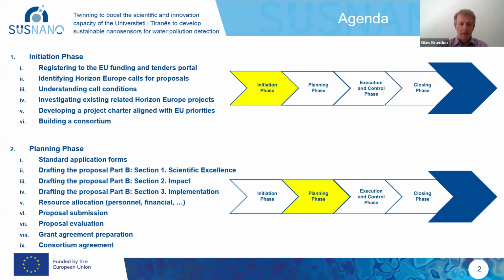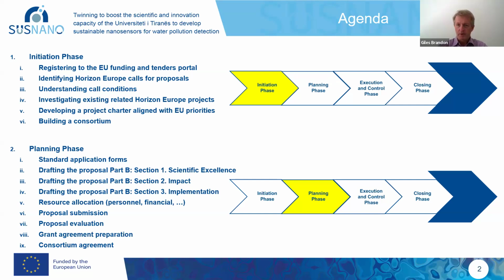And then later on, I'll come back and in a new, separate video, I'll be talking about the planning phase. So for the initiation phase, for now, we're going to be covering how to register to the EU Funding and Tenders portal. We're going to talk about identifying Horizon Europe calls for proposals, how to understand call conditions, how to go about investigating existing related Horizon Europe projects in a particular research field, how to develop a project charter aligned with EU priorities, which hopefully you recall we already talked about in the preceding module. And then lastly, we're going to say some words about how to go about building a consortium.